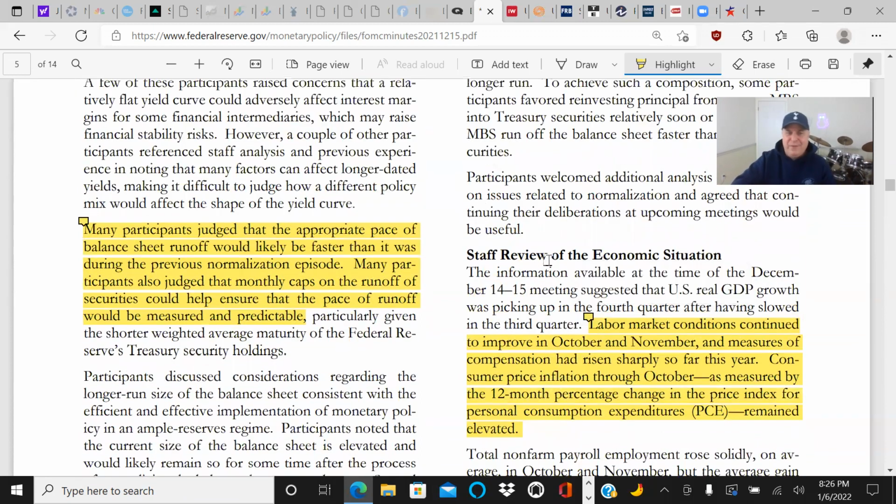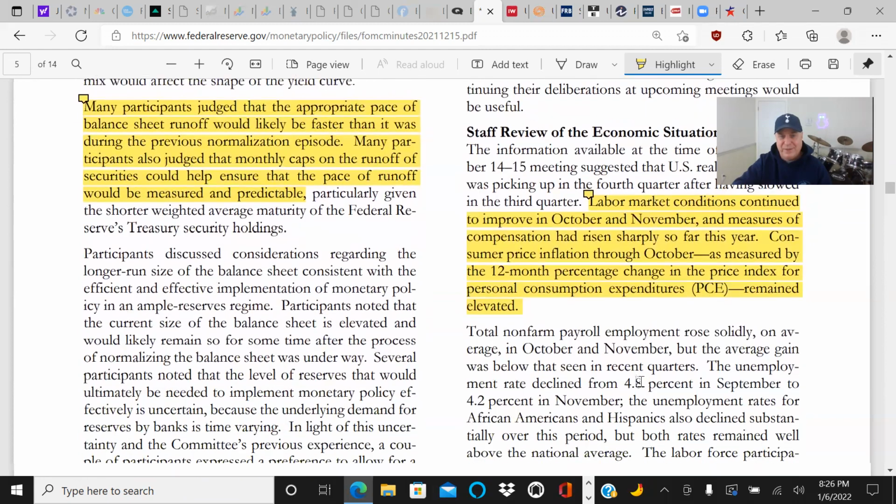Okay, so staff review of the economic situation. Labor market conditions continued to improve in October and November, and measures of compensation had sharply risen so far this year. So again, we're talking about a tight labor market. We got wages increasing, so that's good.